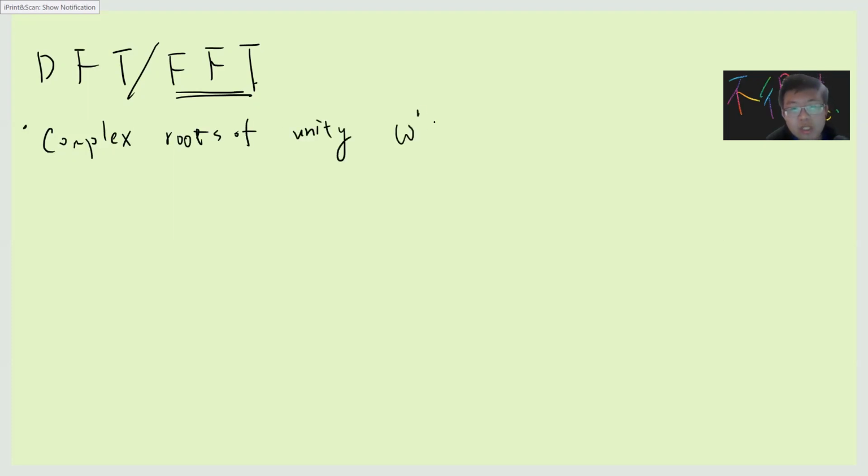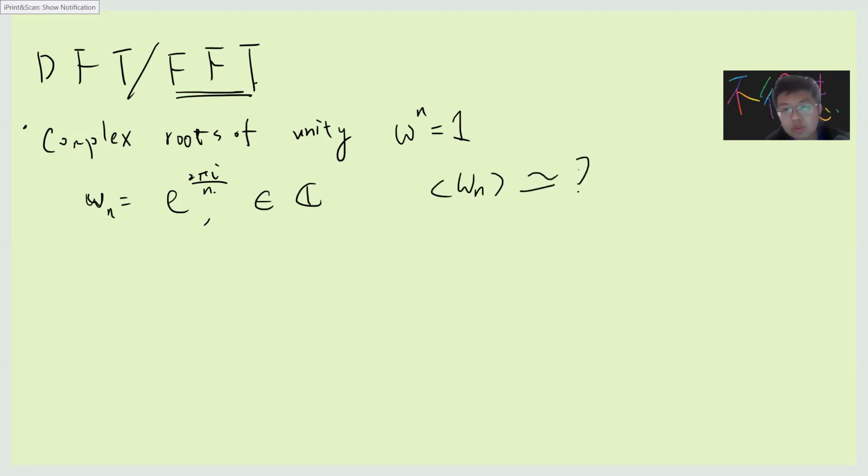Let's define omega_n as the n-th root of unity, usually exp(2 pi i / n). I will use the notation omega_n. Obviously, omega_n is a complex number. If you take the group generated by omega_n, it will be a cyclic group, if you know group theory, which is abelian.